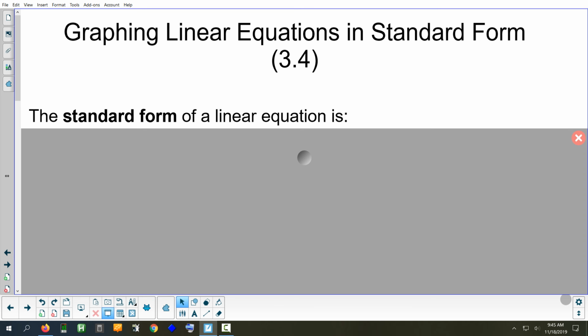Okay, so on your guided notes, the first blank you have says the blank of a linear equation is, you want to fill in standard form. And then I'm going to tell you what it is. Before I give you that, can somebody remind me, what's the other form that we use for a line? We just wrote it in the warm-up. Y equals mx plus b. Y equals mx plus b is called slope-intercept form of a linear equation. Okay, this is standard form.